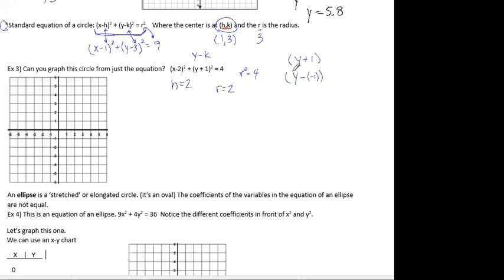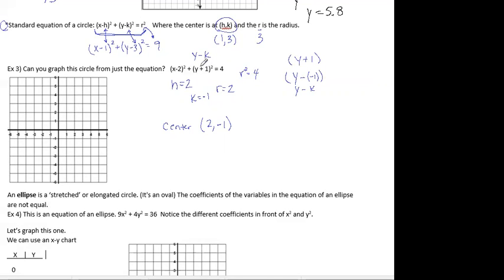Do we see how that is the same thing? If I subtract a negative, I'm also adding a positive. So now I have it as y minus k, so my k is negative 1. And remember that my center is at (h, k). So my center is at (2, negative 1).